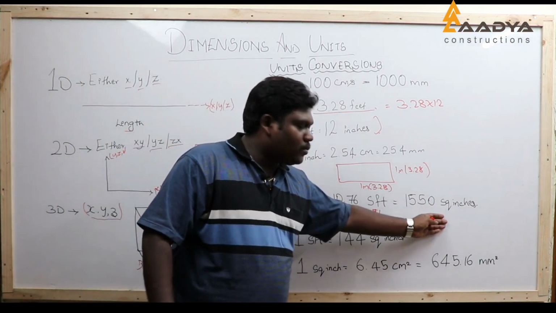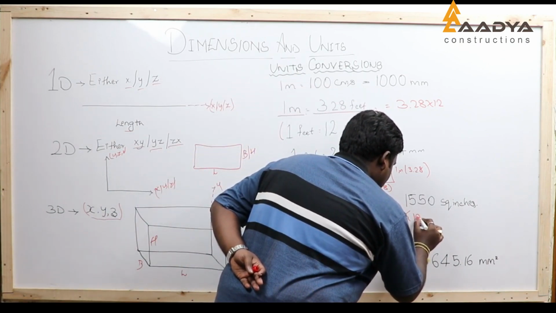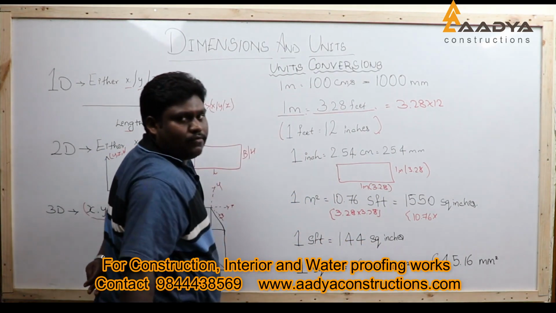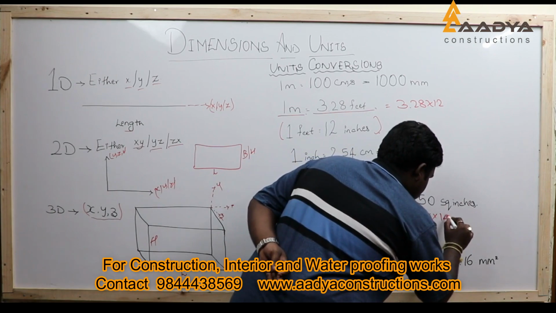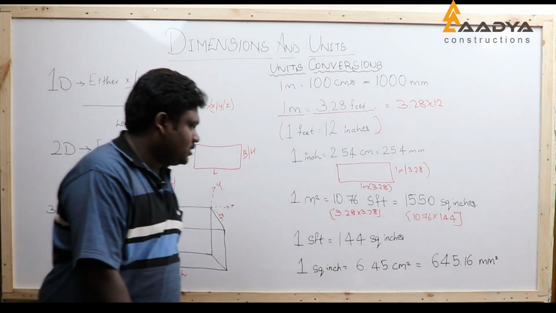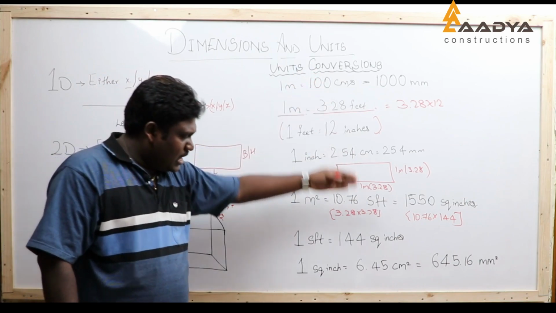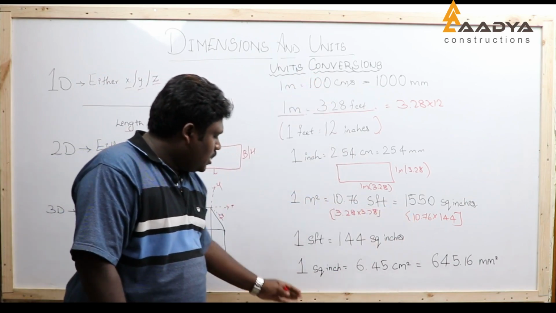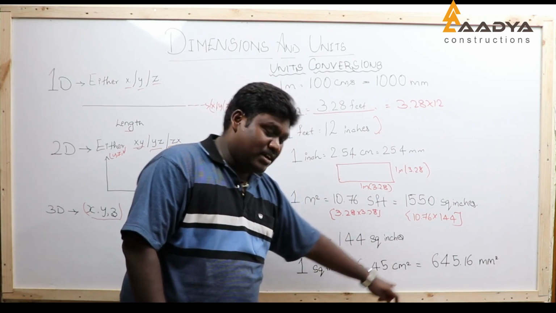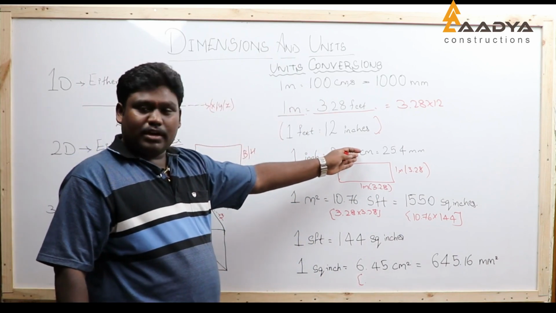The same thing when you convert it into inches, you multiply this 10.76 SFT, where 1 SFT gives me 144 square inches. Multiply by 144, you get 1550 square inches. Later on, if you want to express these square inches back into centimeters as well as mm square, you'll have 1 square inch gives me 6.545 centimeter square. So how do we get this? We know that 1 inch equals 2.54 centimeters.